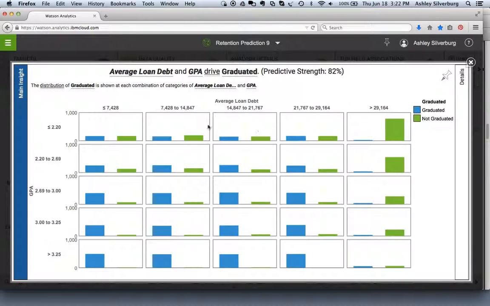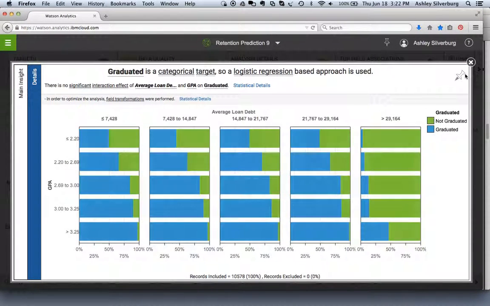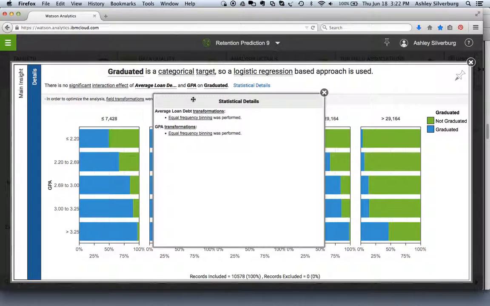So here we can look at the different combinations of GPA and average loan debt. I actually find the details tab a bit easier to use. So this is showing us the relative percentages of graduated and not graduated for the different combinations of loan debt and GPA. So here we can see how it decides to group the GPA and the loan debt, and it's using equal frequency binning, meaning it's putting the same number of students into each group.